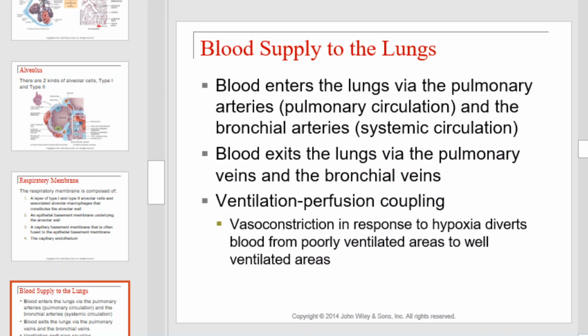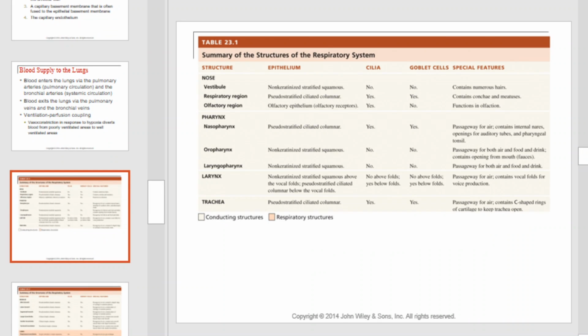Ventilation-perfusion coupling occurs, where vasoconstriction in response to hypoxia diverts blood from poorly ventilated areas to well-ventilated areas. This table will provide a summary of the structures of the respiratory system by name, tissue, and eventually special features.